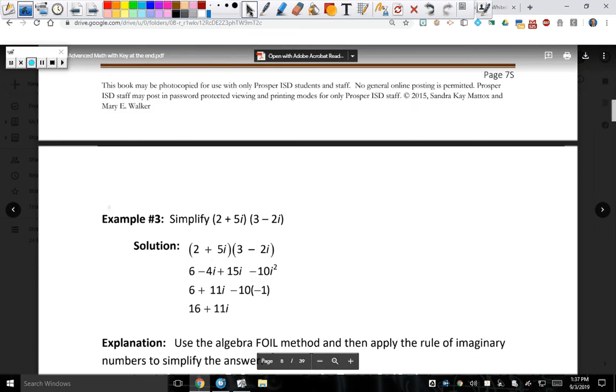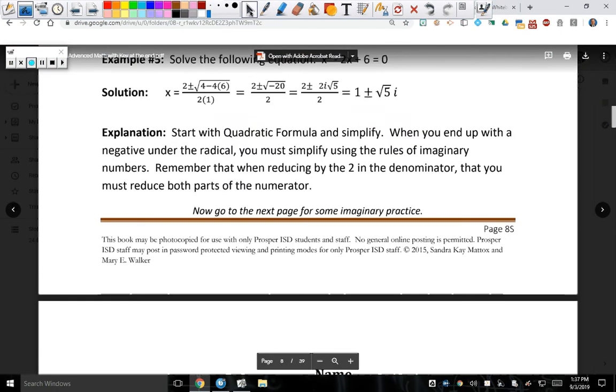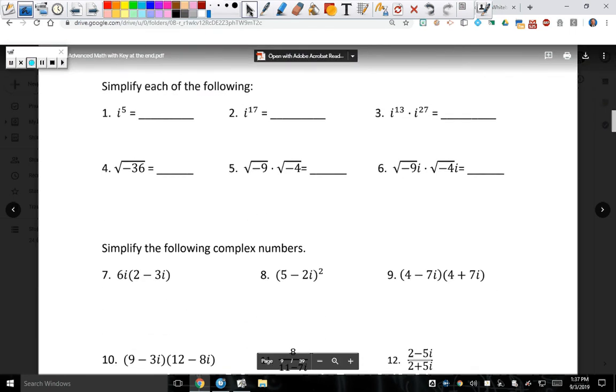Let's go to our first one on this homework. It is i to the 5th. We just talked about it. What's i to the 5th? Square root of -1, because it had a remainder of 1. What remainder does i to the 17th have? 1. So it's square root of -1. Careful.